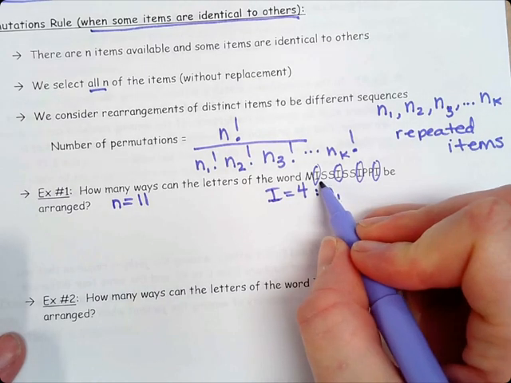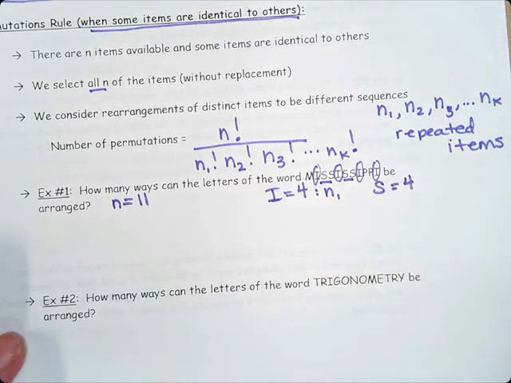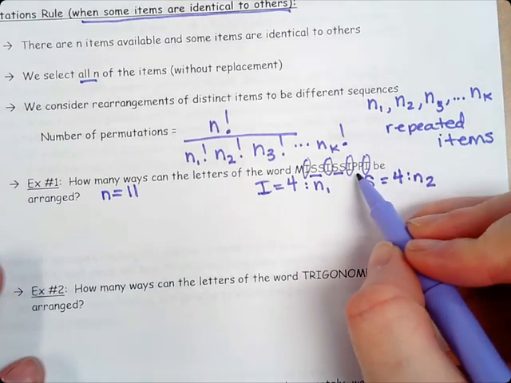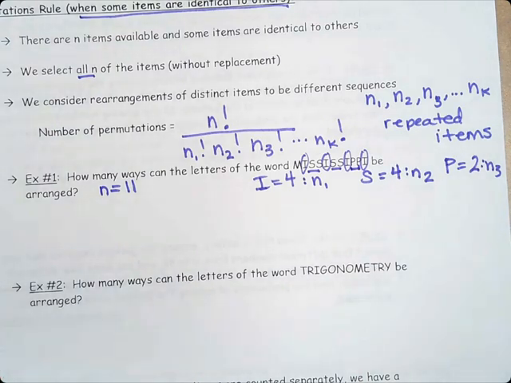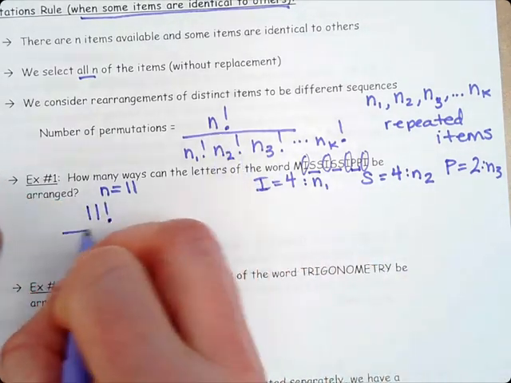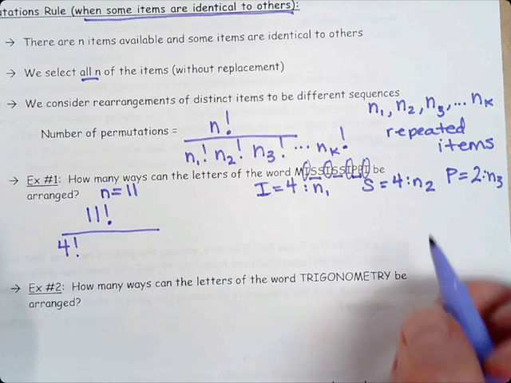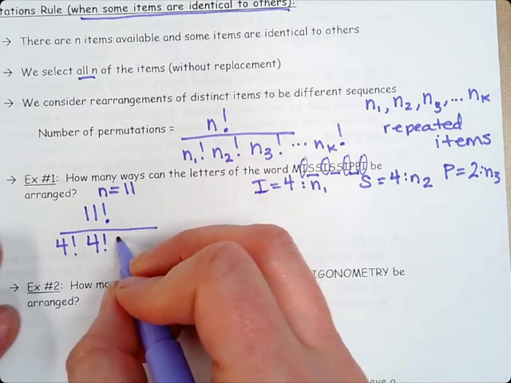So then the next repeat is the S's. S is repeated 4 times. So that's going to be considered our n2. And then P is repeated 2 times. So that's going to be our n3. So we are going to plug this in the formula. So n factorial will be 11 factorial over n1, which is 4 factorial because I was repeated 4 times. S is repeated 4 times, so that's 4 factorial. And P is repeated 2 times, so that's 2 factorial.